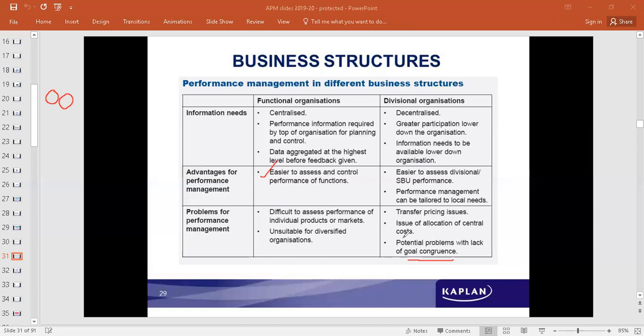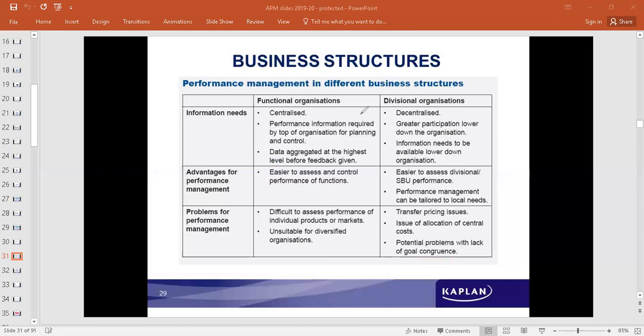They can have a goal, but that goal has to go along with the organization goals, in alignment with them. If they fail to do so, that would be a lack of goal congruence. Everybody is having their own set of goals and working towards achievement of their goals. They're not focusing on the goals of the organization. So that is a situation which can be considered a problem with divisional organization.